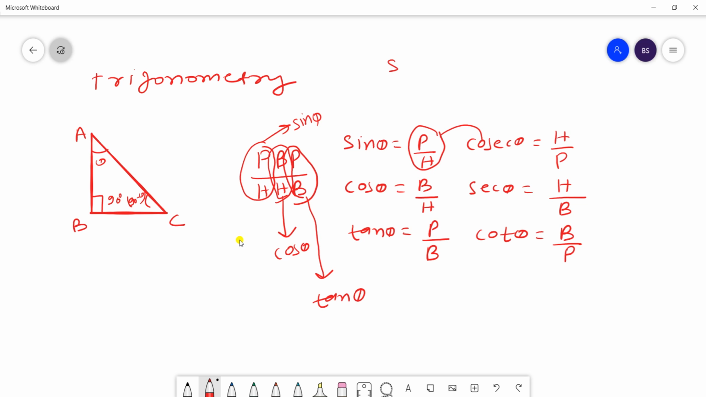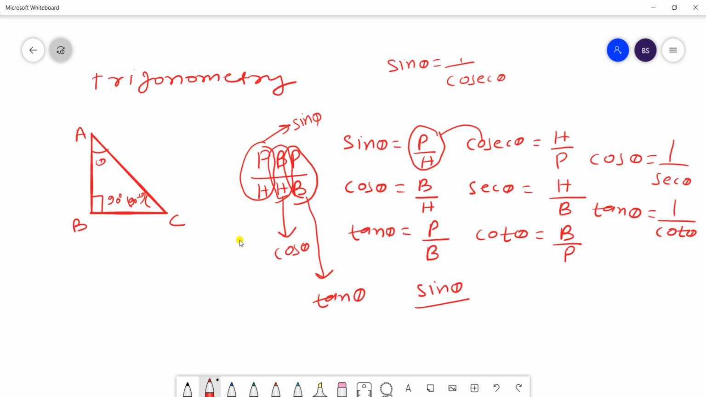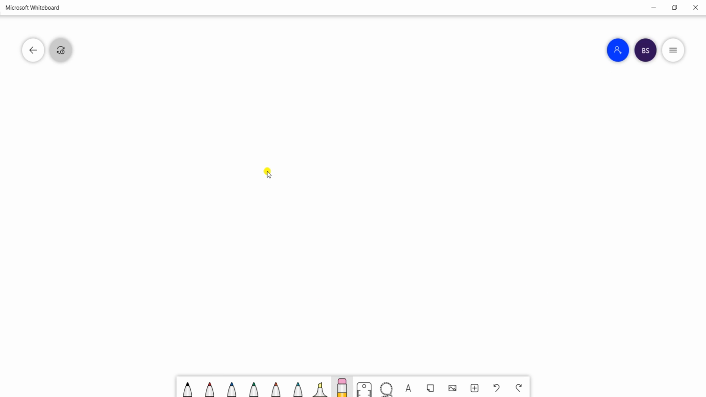I can write sin theta is equal to 1 by cosec theta, and cos theta is equal to 1 by sec theta, they are reciprocal, and tan theta is equal to 1 by cot theta. So these are the basic things. Also, this is an important formula: sin theta divided by cos theta is equal to tan theta.